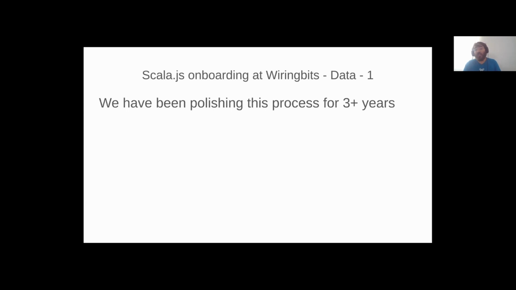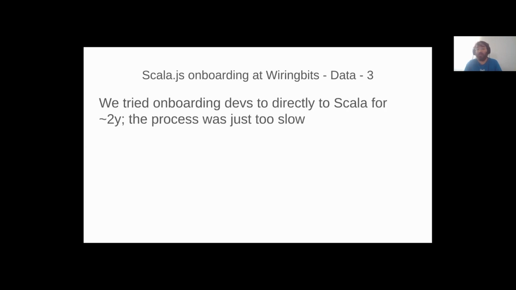On the data, we have been polishing this process for 3 years. It's not something new. There haven't been so many developers involved, but this is the data. We have tried this with around 10 developers. Initially, we tried onboarding developers directly to Scala. We did that for around 2 years. The process was just too slow and exhausting because of the reason that I mentioned before. When someone gets onboarded into a language where they need to learn the language, the syntax, the paradigm, and the libraries, the framework, it can get pretty complicated for them.